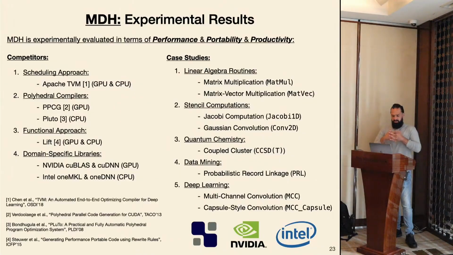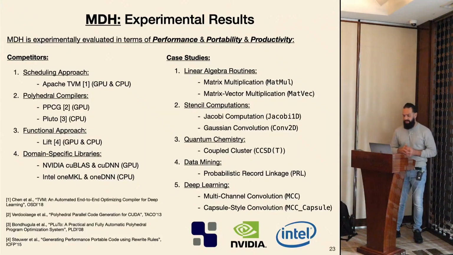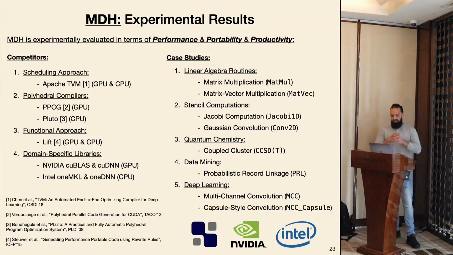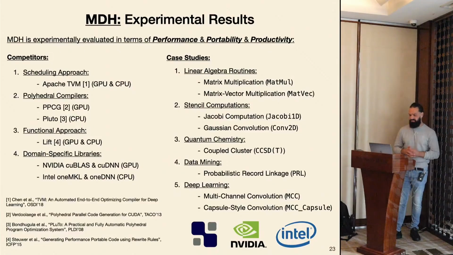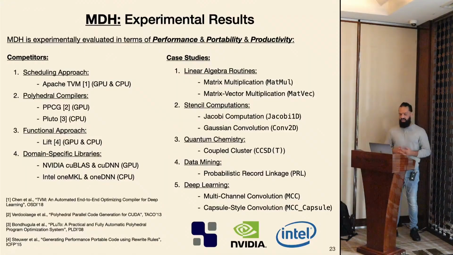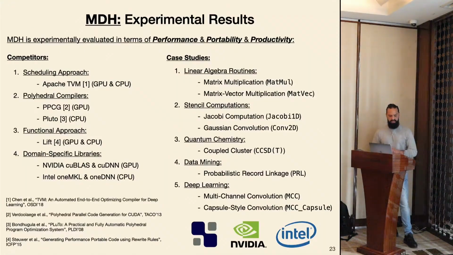We have used stencil computations, Jacobi computation, which is the 1D stencil example, and Gaussian convolution, which is a 2D example. Then a case study from the domain of quantum chemistry, coupled cluster. We have this data mining example, probabilistic record linkage, and also a deep learning case study. And actually the deep learning case study is again the most challenging for us because most of the competitors are highly optimized for deep learning computations, particularly the vendor libraries and also TVM.